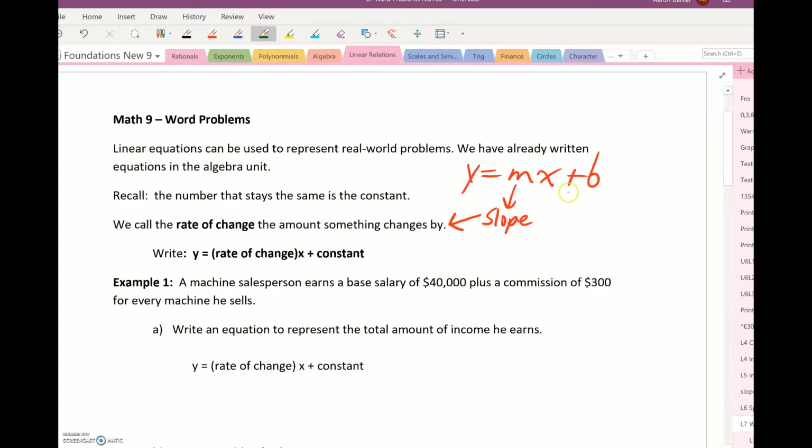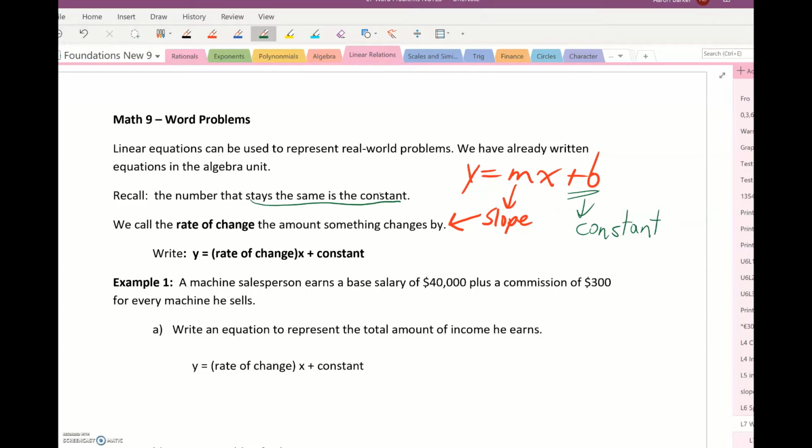And then we have our plus b. Our plus b is a constant value because there's no letter beside it. Its value always stays the same. And the number that stays the same, that's called the constant. So we have two numbers that we have to look for in our word problems, and then we just have to write them in that location.